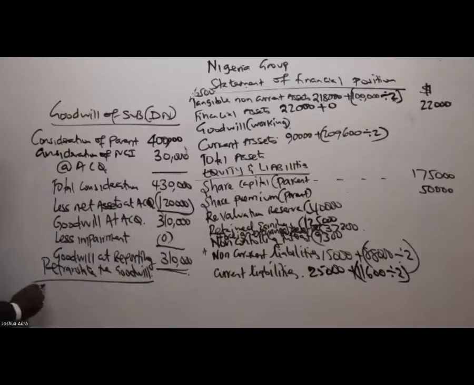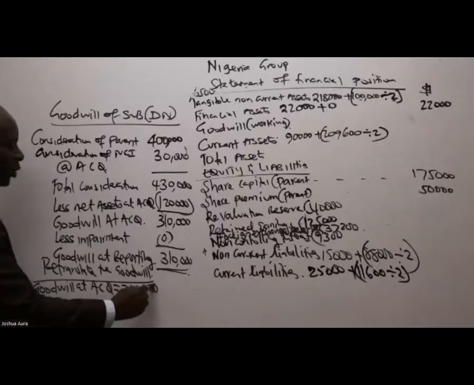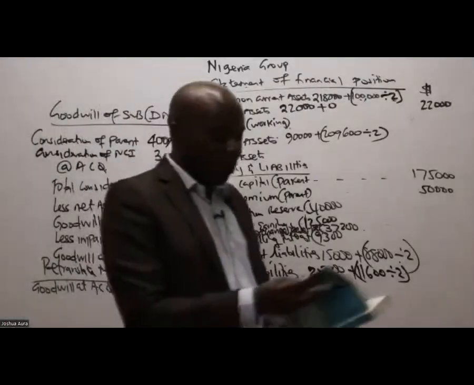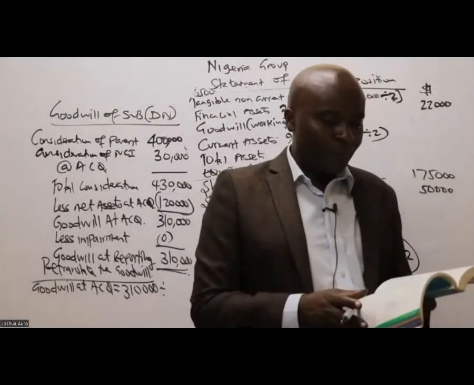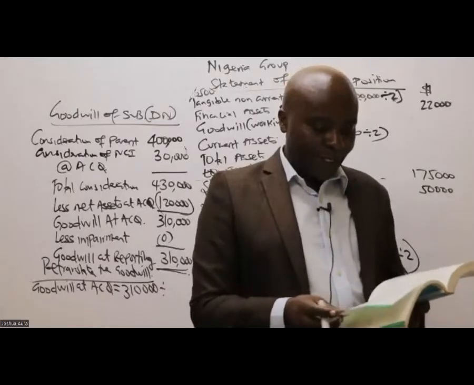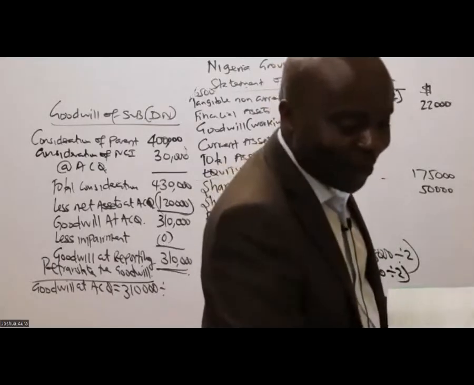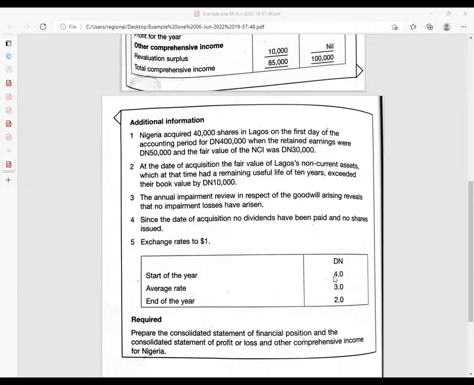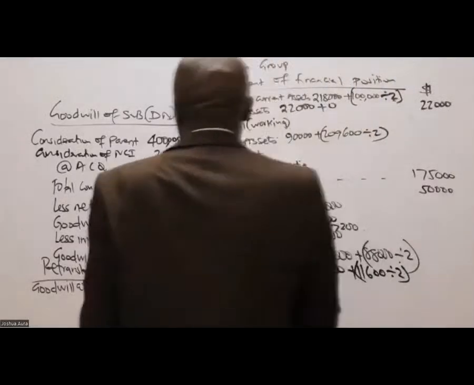So how do we do this? You start with goodwill at acquisition. Goodwill at acquisition was 310,000. So at acquisition, I should be able to translate this at what rate? If you remember, I should divide this with what? Yeah, acquisition rate, isn't it? Most of them have forgotten. When you were acquiring this subsidiary, the rate was 4. So divide this by 4.